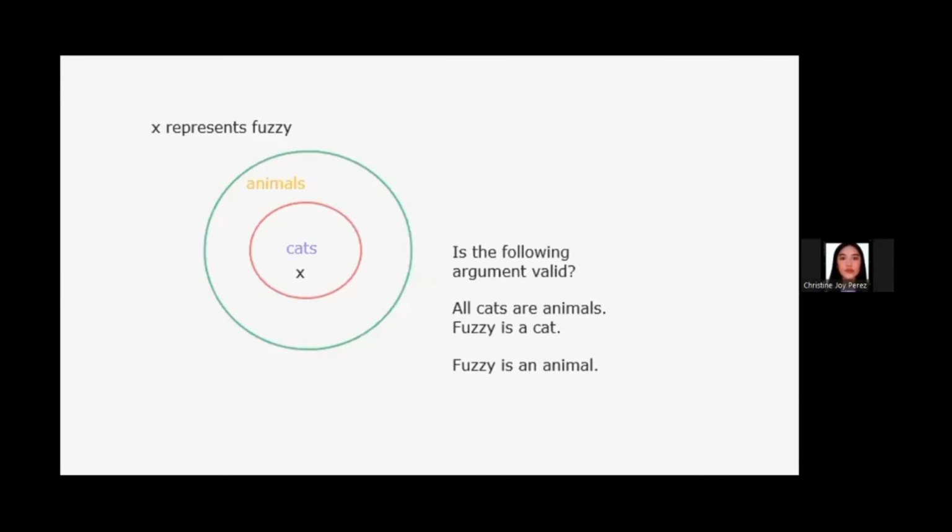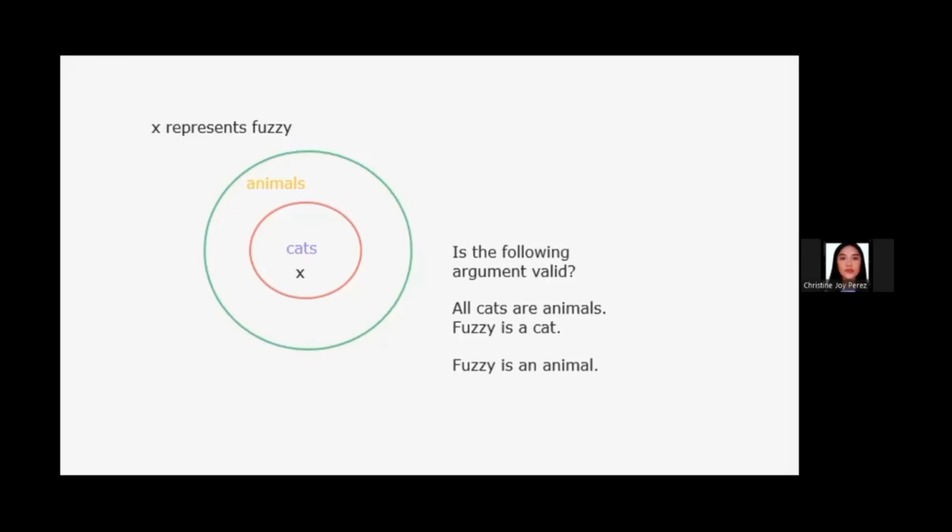Argument with universal quantifiers. Several techniques can be used to check the validity of an argument. One visual technique is based on Euler diagrams. Using a Euler diagram, we will determine the validity of this example. Is the following argument valid? All cats are animals. Fuzzy is a cat. Fuzzy is an animal. That's why Fuzzy is an animal.